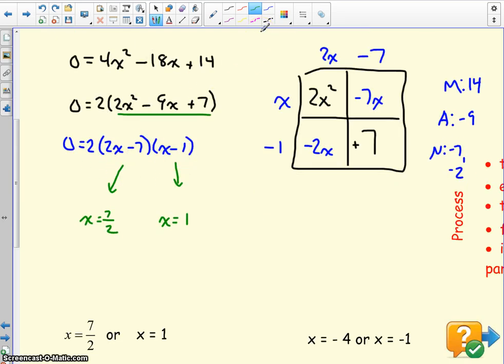Now, a common mistake people make when they're being asked to solve an equation is once they get to factored form, they stop. They think they're done. But you're actually still not done because you haven't actually told me what x is. You haven't told me what the solution is. So you get your solution from each of the factors. From this factor, you get x equals 7 over 2. From this factor, you get x equals 1. And these are your two answers.